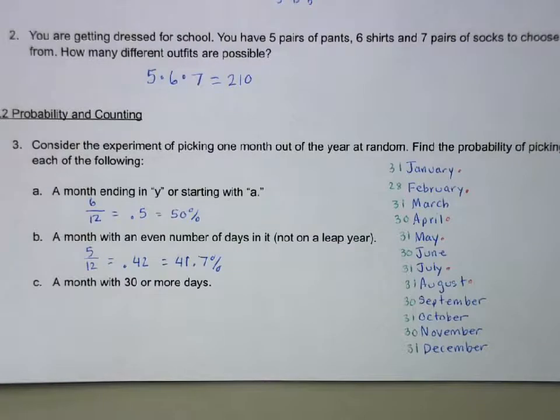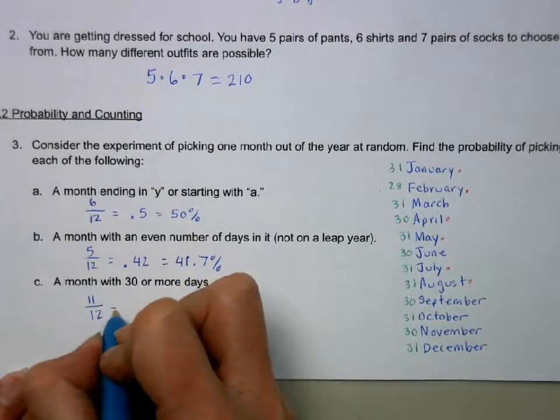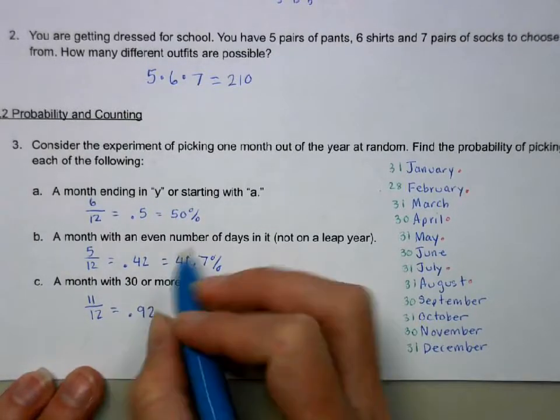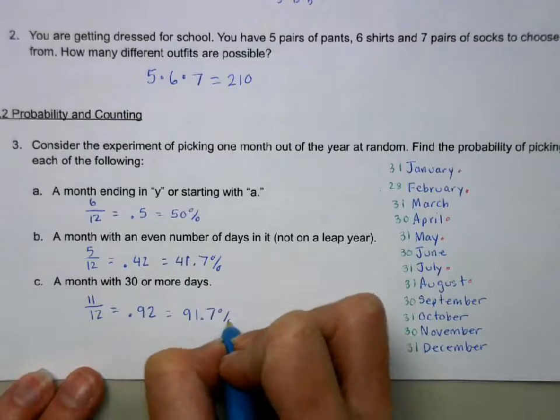And a month with 30 or more days. Well, that's everything except for February. So that's 11 out of the 12 that have 30 or more days. So as a decimal, that's 0.92. As a percentage, that is 91.7%.